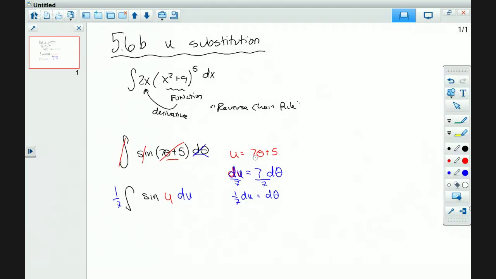Okay, what's the derivative of that? 7. So I get du is 7 times d theta. The reason I moved it over here is because there's no 7 in the original. Right? There's only a d theta left over, so that has to be the only thing over there. So I move it over to replace. So what's the final answer?